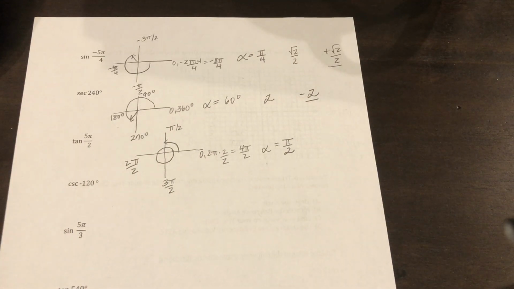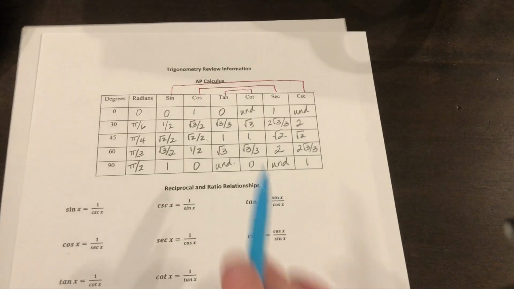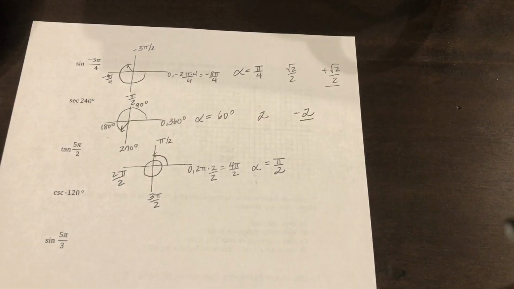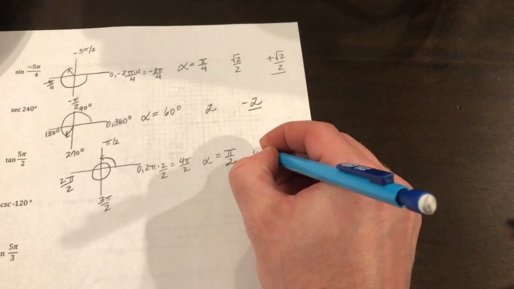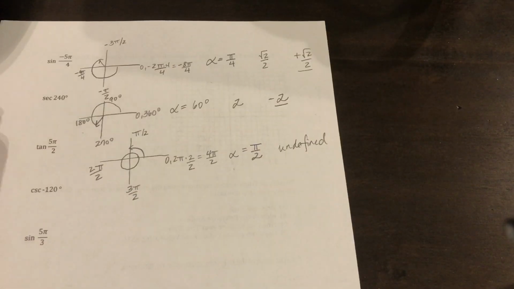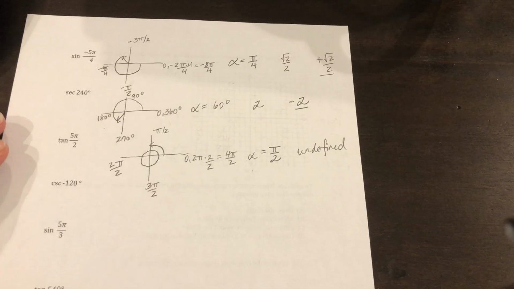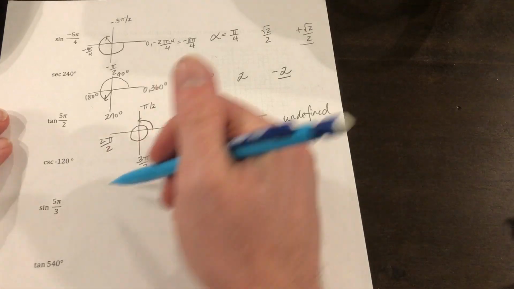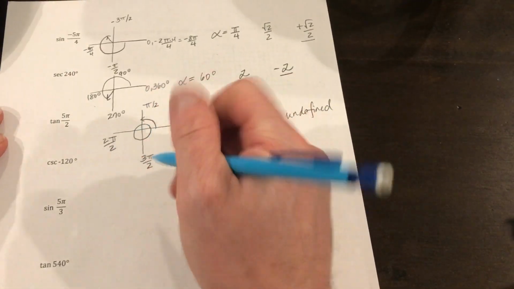And we're going to go read from our trig chart. Tangent of pi over 2 is undefined. So we just write undefined. Now, there's no positive undefined or negative undefined. It's just going to always be undefined. Okay, cosecant of negative 120 degrees.